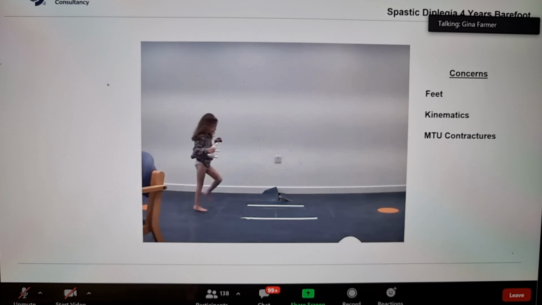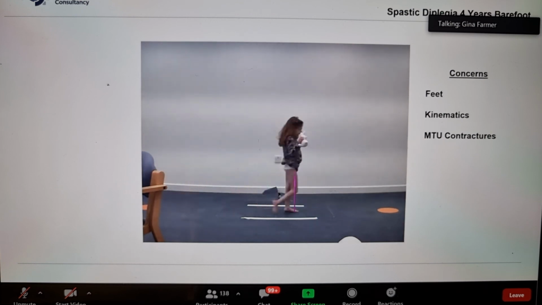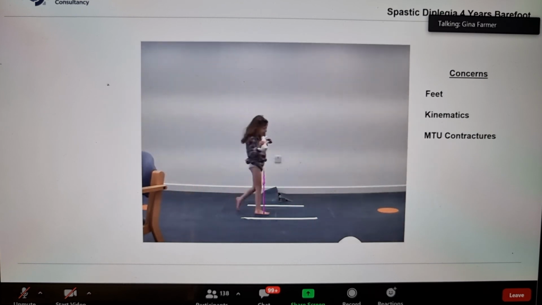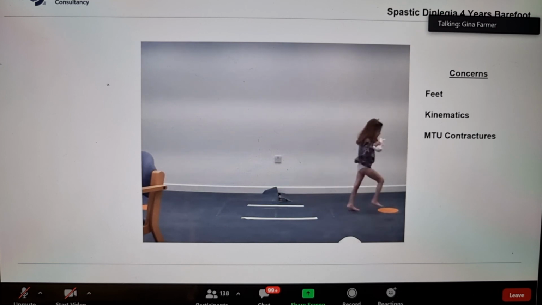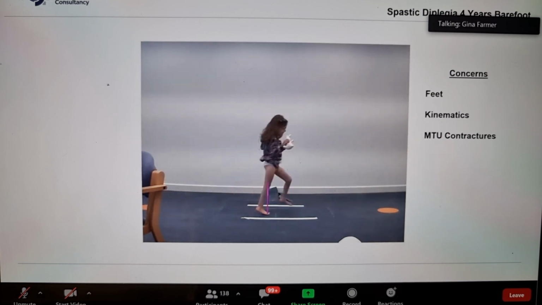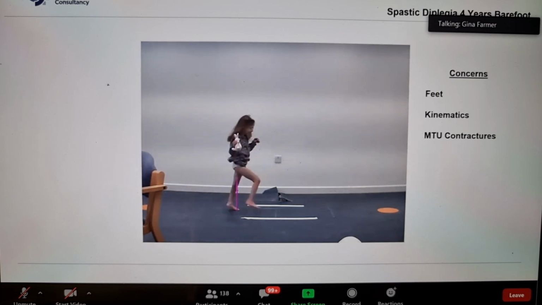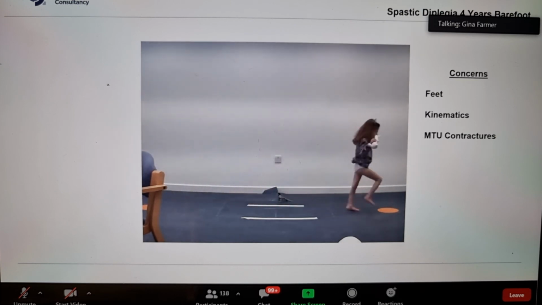I can't deal with the orthotics. That needs the orthotist to deal with. But what I can do while she's waiting is get to work on that core stability and try and start slowing her down, because all she's doing is rushing around. She's using momentum just to keep herself up and going.